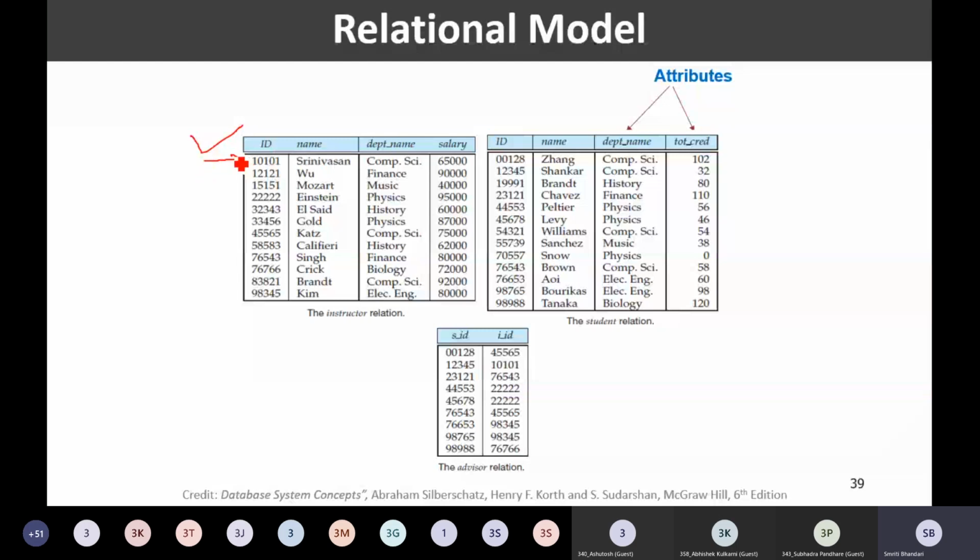So this is the first record. This first record describes the data for the instructor, say Srinivasan. The name of the instructor is Srinivasan, the ID of the instructor is 10101, the department of the instructor is computer science, and this is the salary of the instructor. So this is how individual records are maintained in the table. An individual record is one instructor.